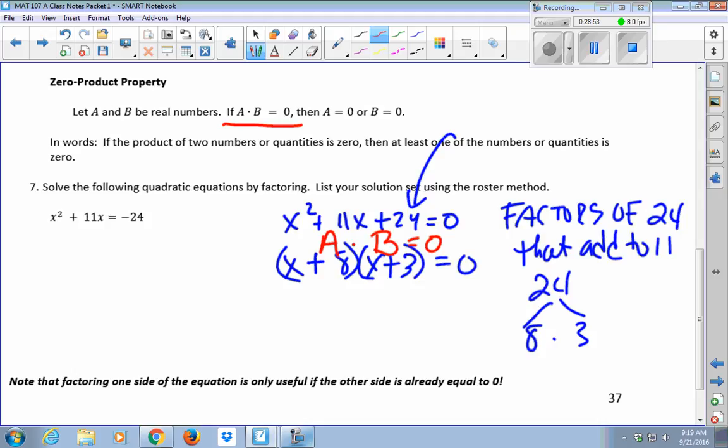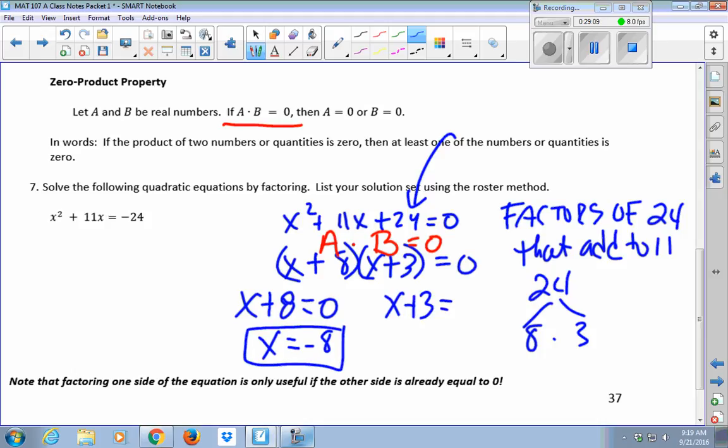So in this case, you set each factor off to the side and set it equal to 0. And notice it's just a baby linear equation to solve. You subtract 8 from each side. There's your first solution. And then you set your second factor equal to 0, subtract 3 from both sides, and there's your second solution.